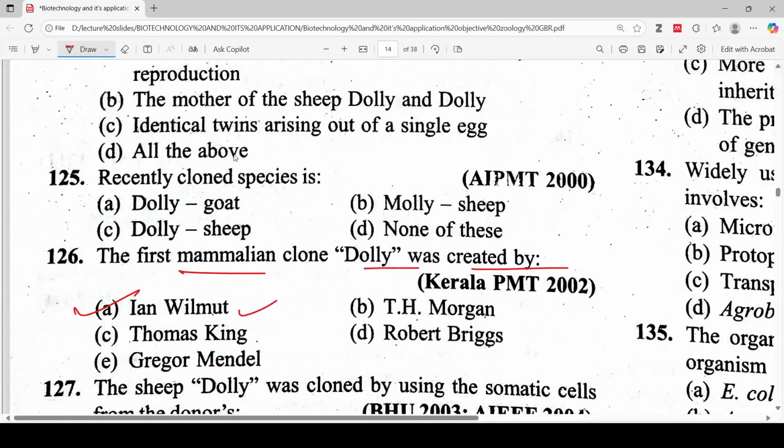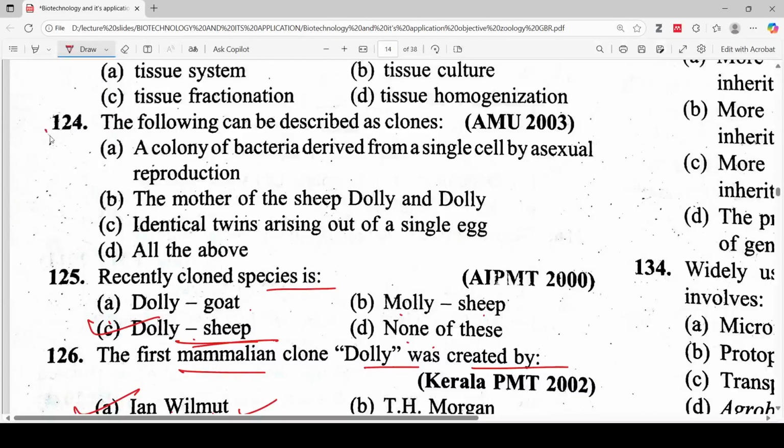So recently cloned species is Dolly Goat, Dolly sheep, Molly sheep, and none of these. So here the correct answer is option C, Dolly sheep will be the correct answer. Next question, the following can be described as clones: a colony of bacteria derived from a single cell by asexual reproduction, the mother of the sheep Dolly and Dolly, identical twins arising out of the single egg, all of the above. So the mother of the sheep Dolly and Dolly.